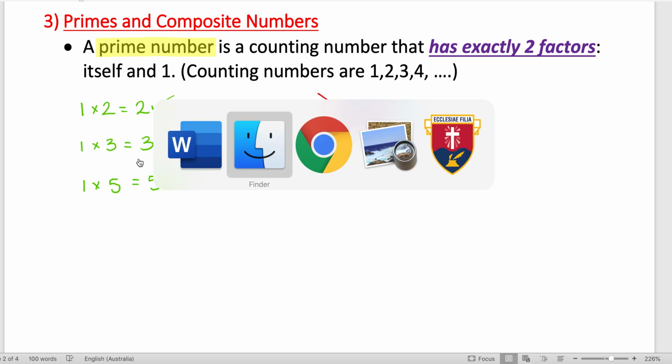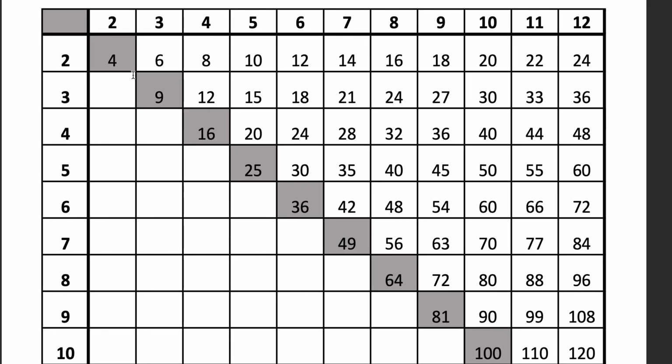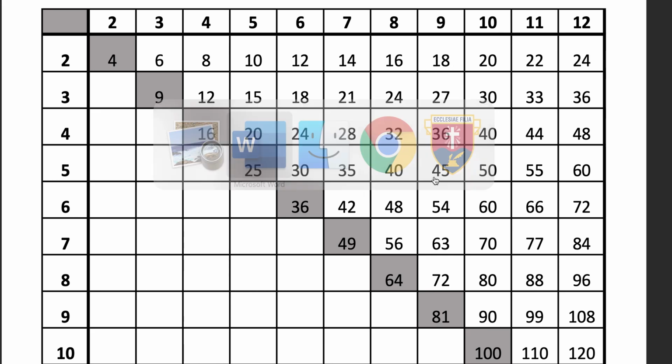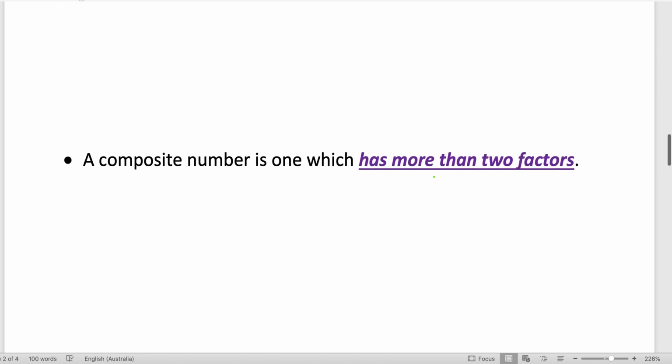Let's go to our multiplication grid and look up here. So I can see that these numbers 2 and 3 are going to be prime numbers. None of these numbers in the middle are going to be prime numbers, because all the ones that we have in the middle can be divided, like 3 times 3 equals 9. So all the numbers that we have here in the middle are not going to be prime numbers. Okay, so how do we call those numbers? Those numbers, we call them composite numbers.